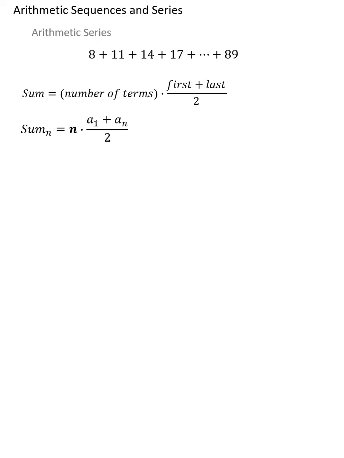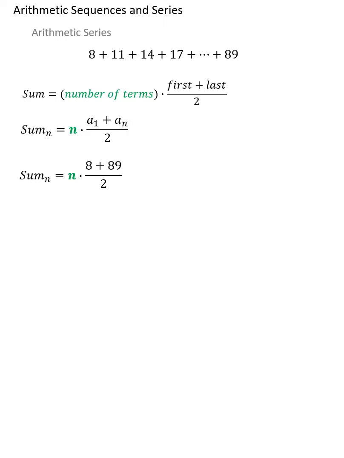I'm going to express this using algebraic symbols instead of words, but note that these two formulas mean the same thing. So n represents the number of terms, a1 represents the first term in our series, and an represents the last term in our series. Notice by looking at the series at the top of the page that 8 is the first term and 89 is the last term. So I can plug in 8 and 89 into this formula. So far, so good. That's the easy part.